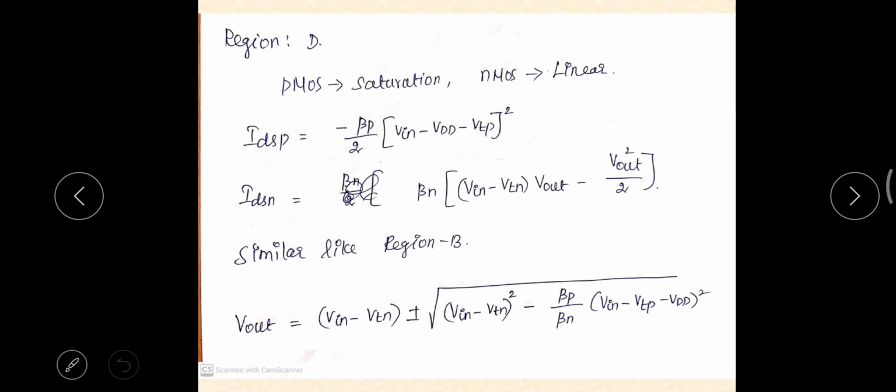So finally I am getting Vout is equal to Vin minus VTN plus or minus square root of Vin minus VTN the whole square minus beta p by beta n into Vin minus VTP minus VDD the whole square. This is the corresponding expression for region D of your CMOS inverter.